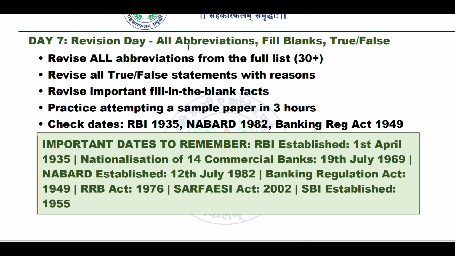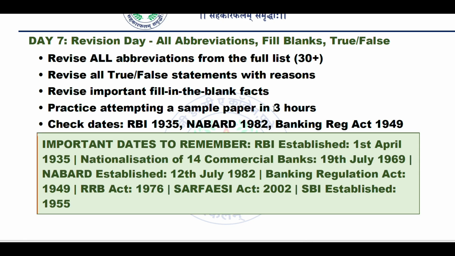On day 7, revision day: all abbreviations, fill in the blanks, true or false. Revise all abbreviations from the full list of 30 plus abbreviations. Revise all true-false statements with reasons. Revise important fill in the blanks and facts.